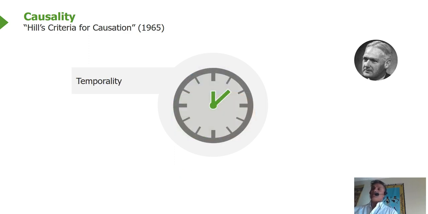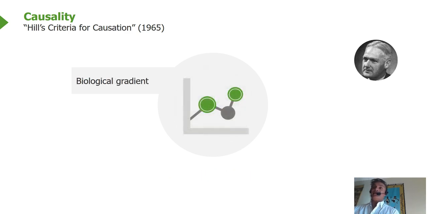Next criterion, temporality. And this one is fairly obvious if you stop and think about it. The cause must precede the effect, right? So you don't get lung cancer first and then start smoking. You started smoking and then got lung cancer. So if you can show that the exposure you care about started before the outcome you care about, that's another check mark in our list of things that convince us that there might be a causal relationship. Next is a biological gradient. That's essentially a dose-response relationship.